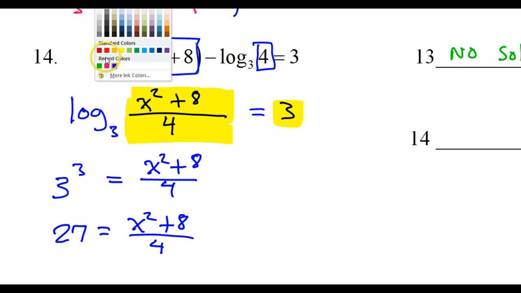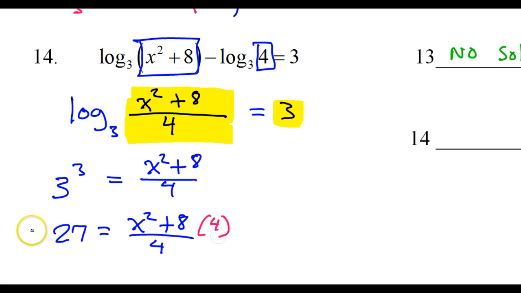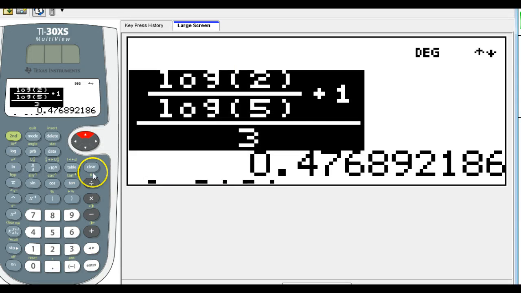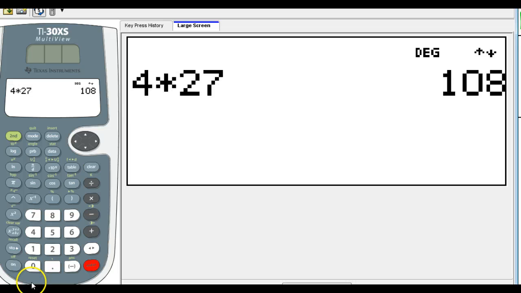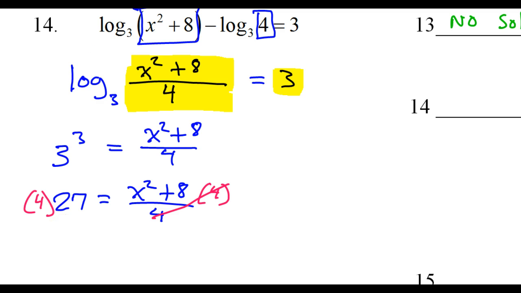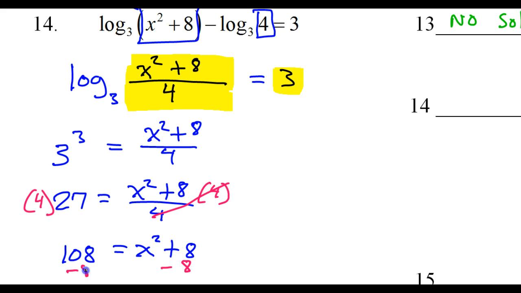I will move that 4 by multiplying by 4 on both sides. So 4 times 27, which I could do in my head, but there you go, 108. So I have 108 is equal to x squared plus 8. Subtracting 8 from both sides, then we have 100 is equal to x squared. So of course then we will take the square root of both sides.